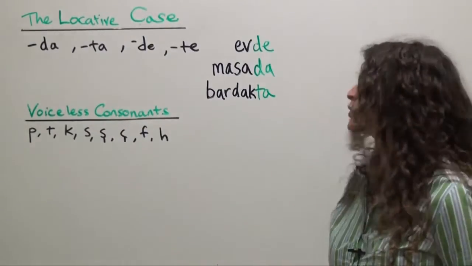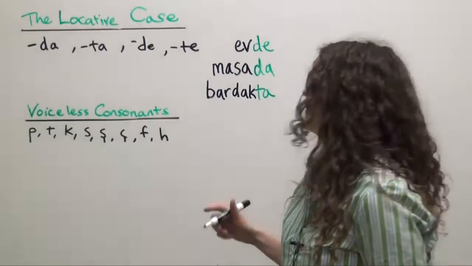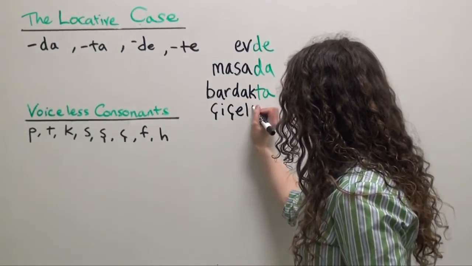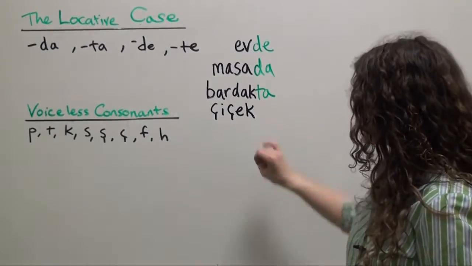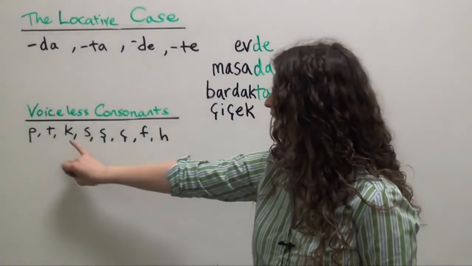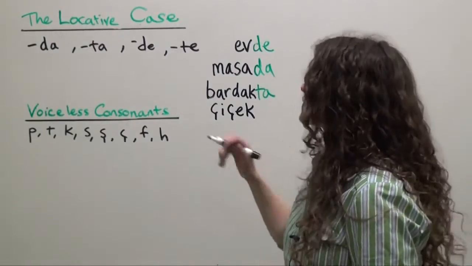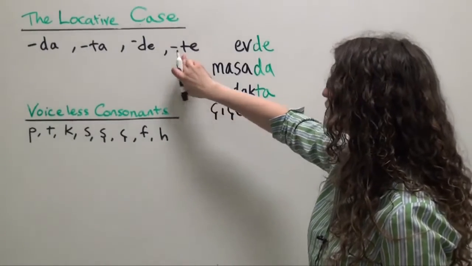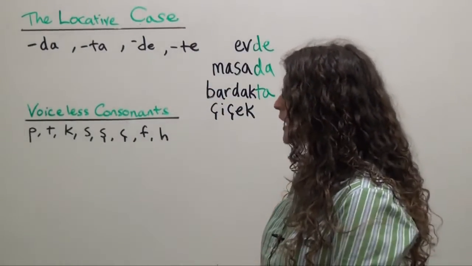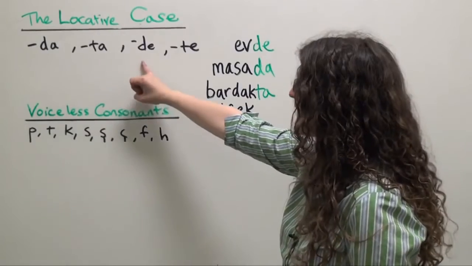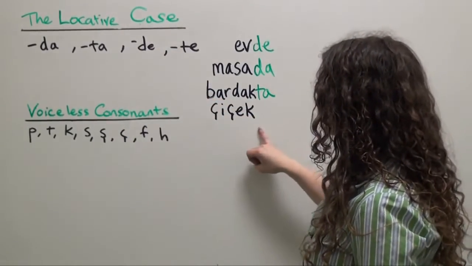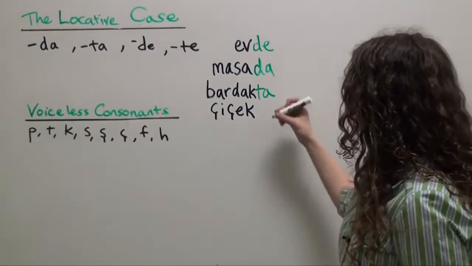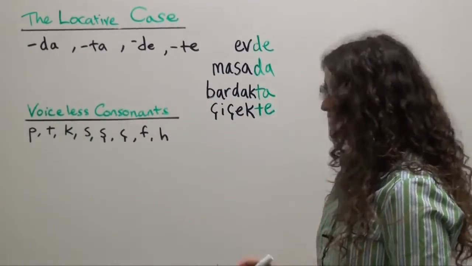Let's see it once more. Let's say we want to say on the flower. Turkish word for flower, çiçek. We notice that çiçek also ends in a k, one of our voiceless consonants, so we're going to choose a version of the locative case ending that also starts with a voiceless consonant. So of our four options, da, ta, de, and te, for çiçek, to say on the flower, we're going to choose çiçekte. Çiçekte, on the flower.